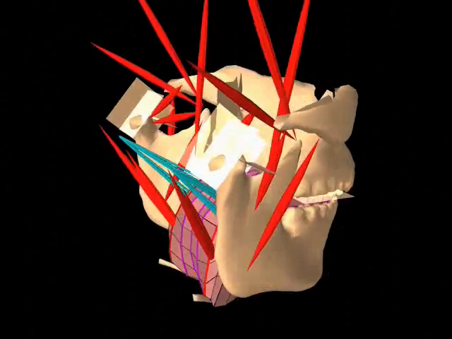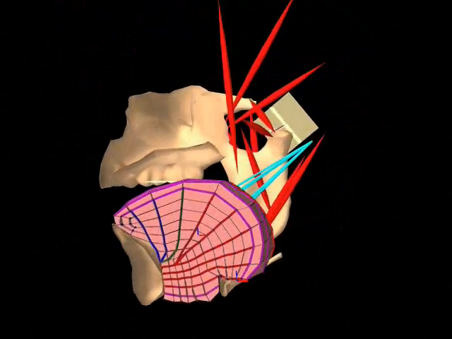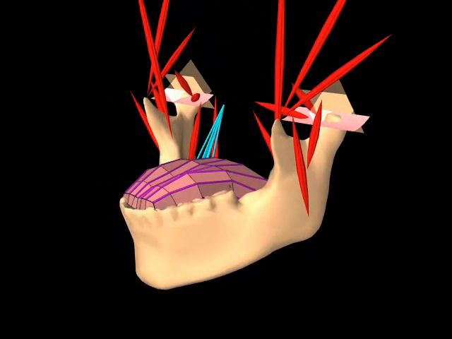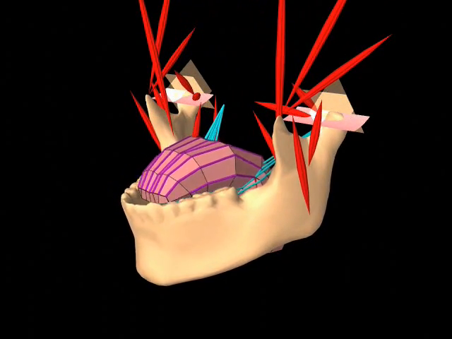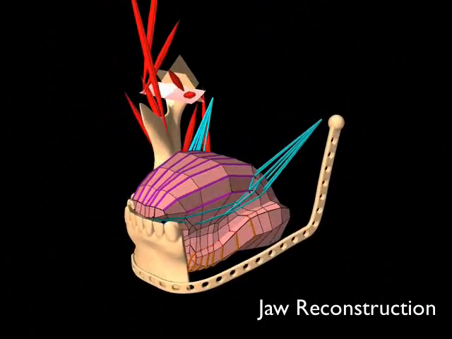We have created an integrated biomechanical model of the jaw, tongue, and hyoid complex to study chewing, swallowing, and speech production, and help in the design and planning of medical treatments for the orofacial region.